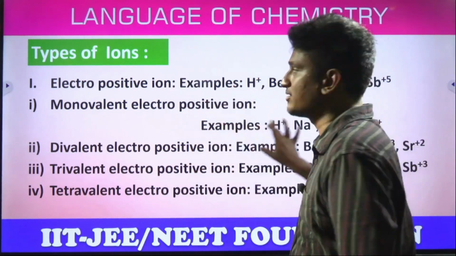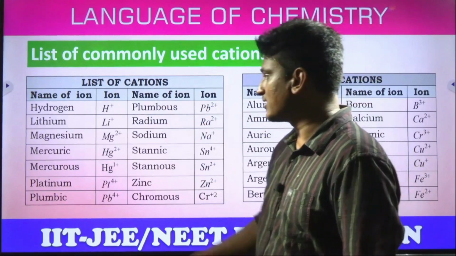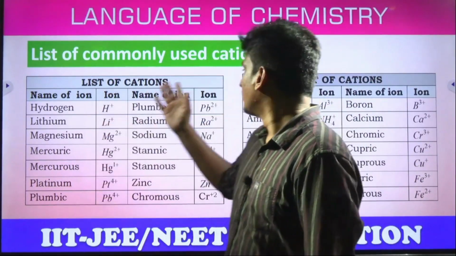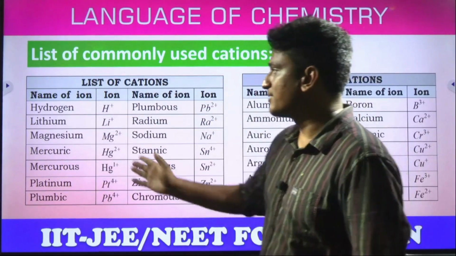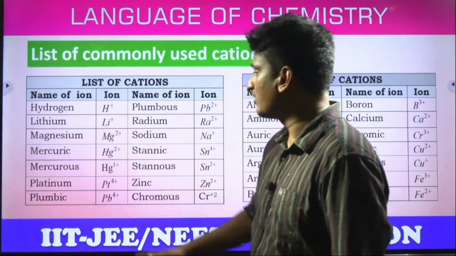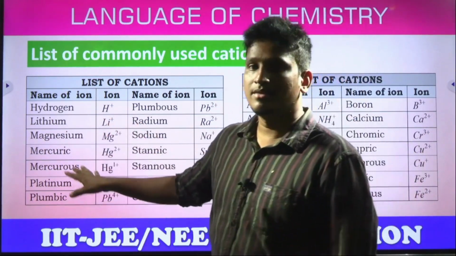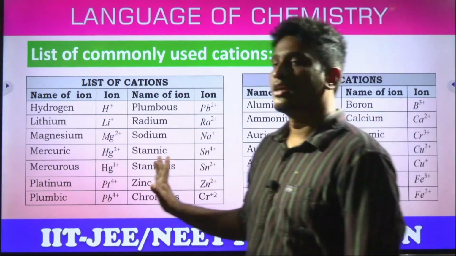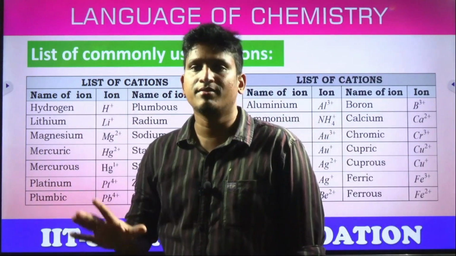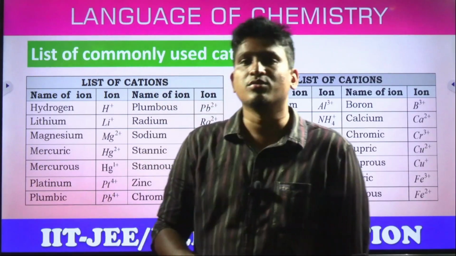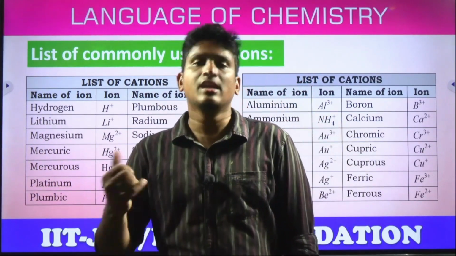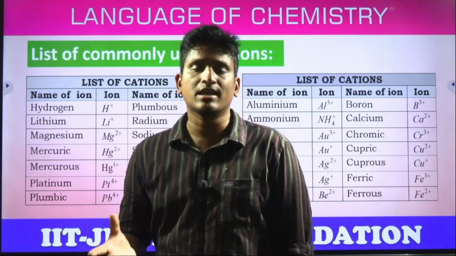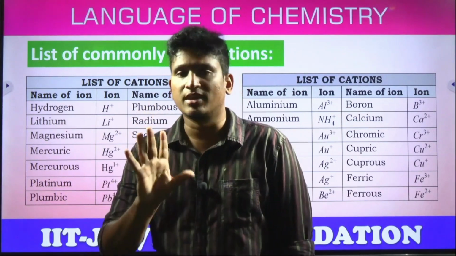tetra positive ions. So these are some of the examples you can check in the list of cations, of all the types: hydrogen ion, lithium, magnesium, mercurous. About variable valency, we also discussed in the previous video. So these are the main ions. Like we have 118 elements. Are we writing all these ions? No. The ions which are most frequent in chemical reactions, we'll study only those particular ions.